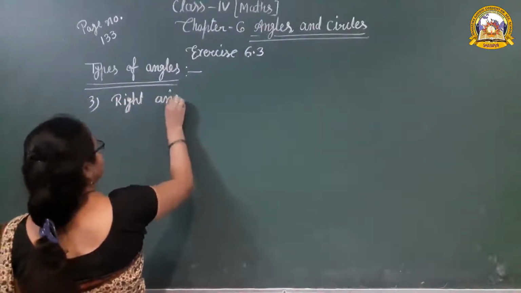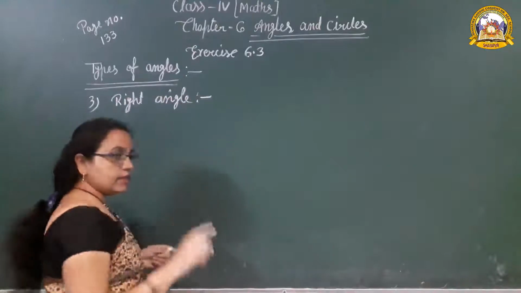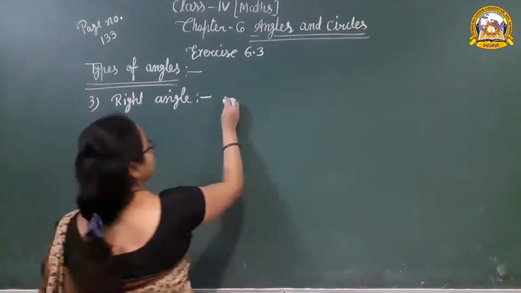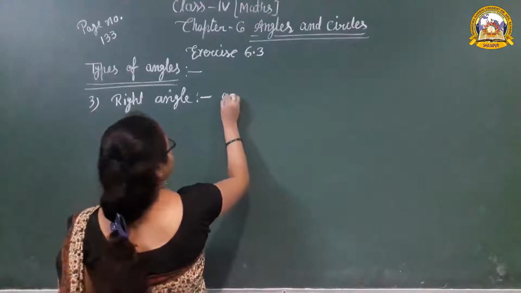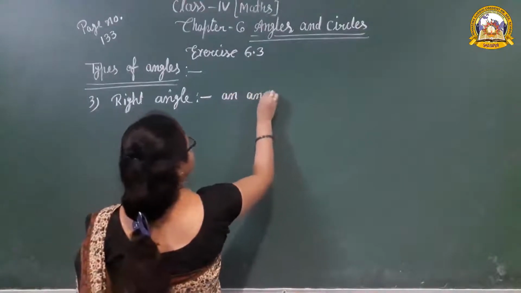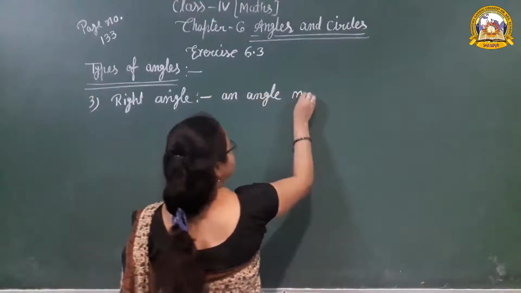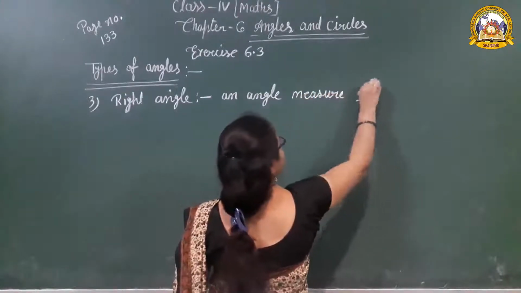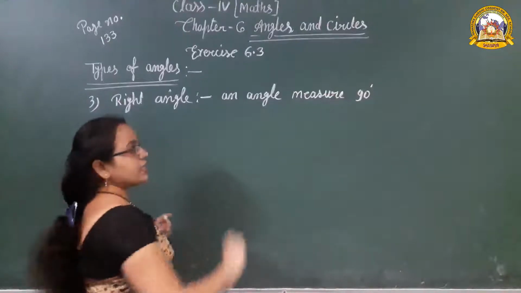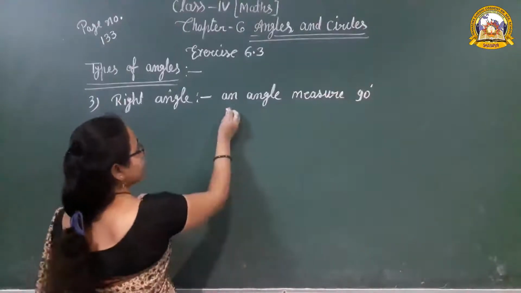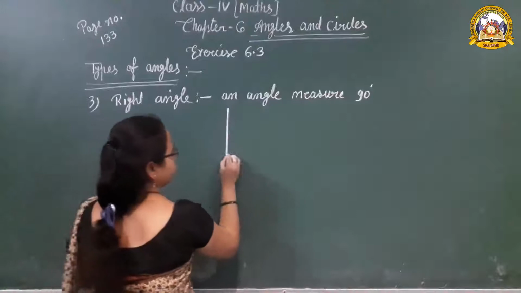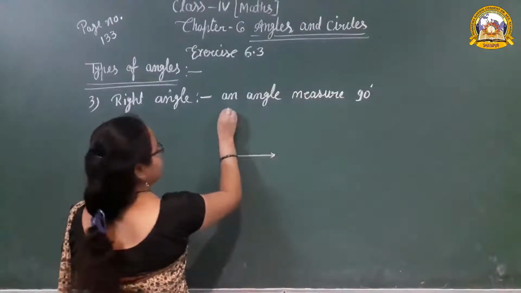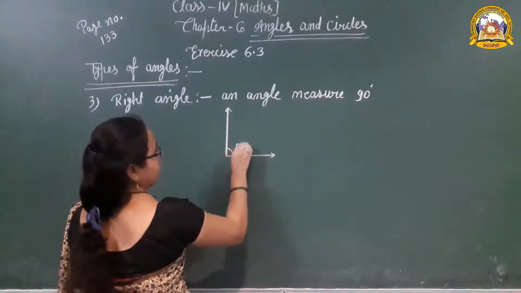Right angle. An angle that is measured 90 degree is called a right angle. Okay, it means that is a right angle, 90 degree.